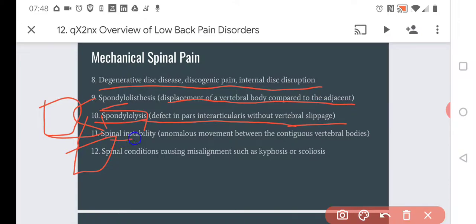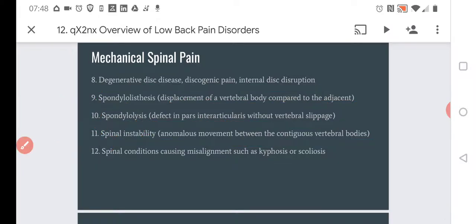We can have spinal instability, so for example some anomalous movement, and anomalous movement can always lead to pain no matter where we are looking. And some kyphosis or scoliosis. We already talked about this.